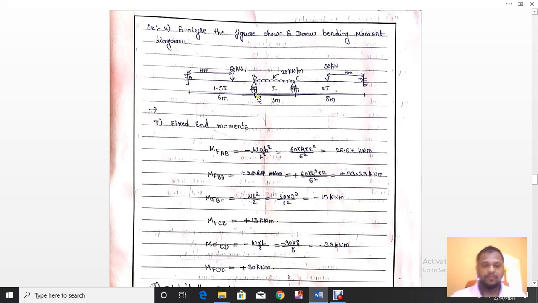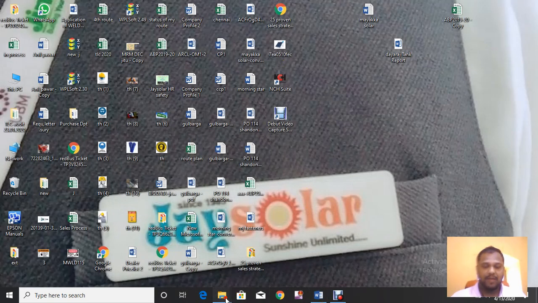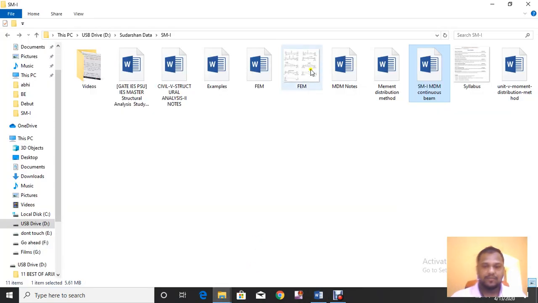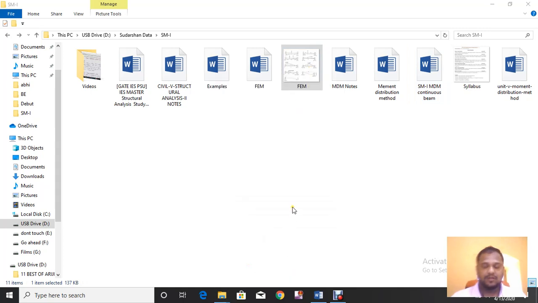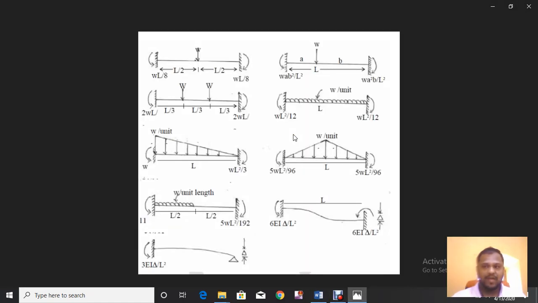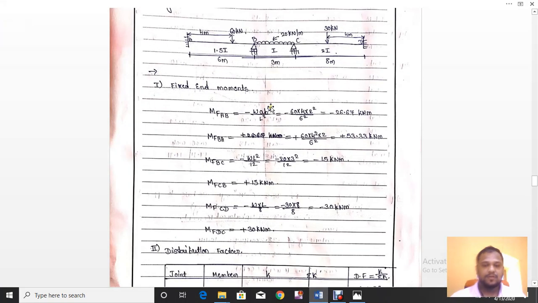Now, according to our first step, we need to calculate the fixed end moments. I am attaching a document with this video which shows the fixed end moment calculations. You can see this document. It gives us the list of formulas for calculation of fixed end moments, so you can use this. We will move further.